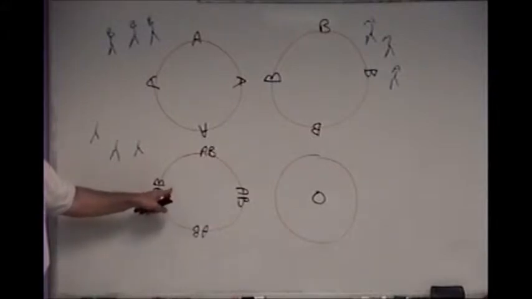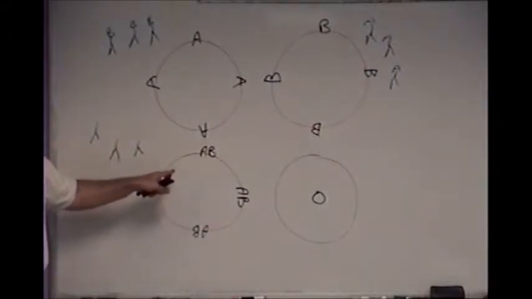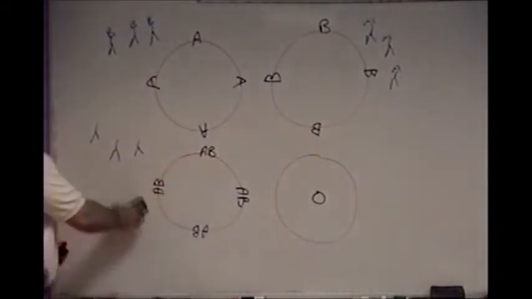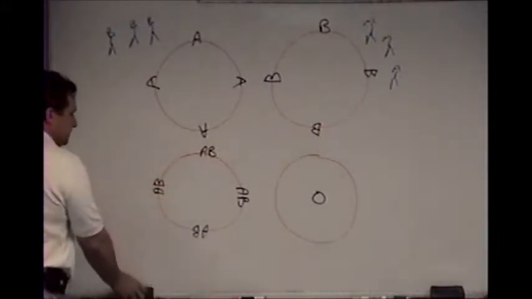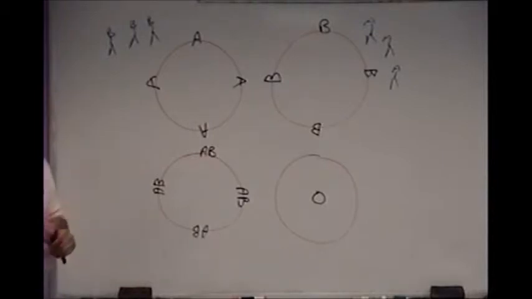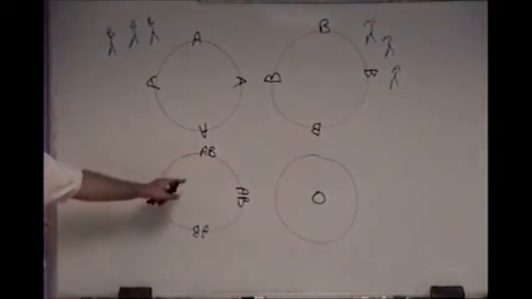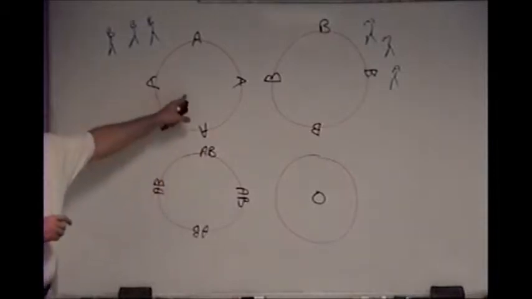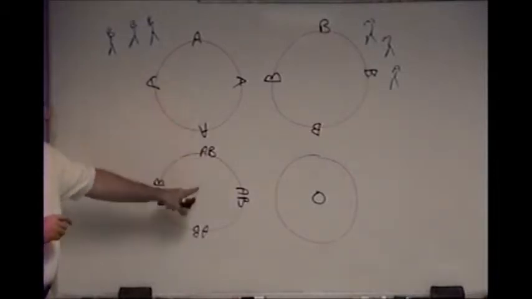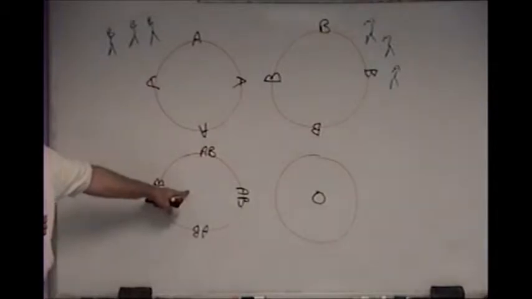Is he going to make antibodies against B? No, because he would attack himself, right? So is he going to make any antibodies at all? Not against red blood cells. So far. You see how that works? So, can we put group A blood, red blood cell into this guy's body? Yes.